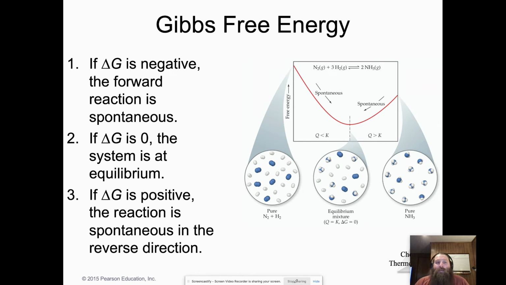Now, if delta G is a negative number, then our reaction is going to be spontaneous in the forward direction. If delta G is 0 when you calculate it, then our system is at equilibrium, and so we would expect the reaction rate to be at the same rate in both directions. Remember, there's really not a static equilibrium that we're going to reach. If you get a positive number for delta G, then the reaction is spontaneous in the reverse direction of however you've written it. Okay, so it will proceed in the opposite direction unless you force it not to.